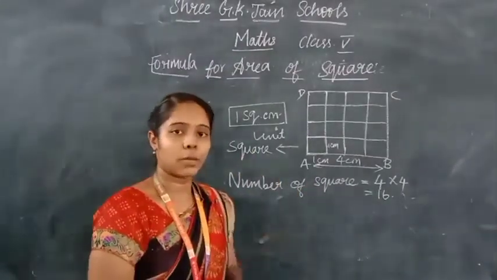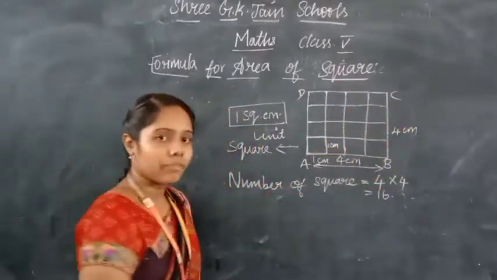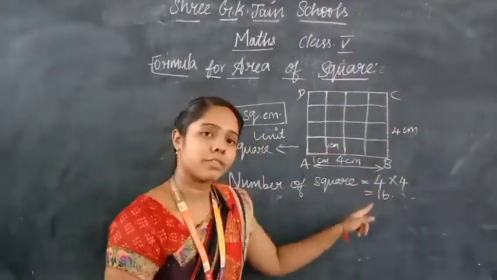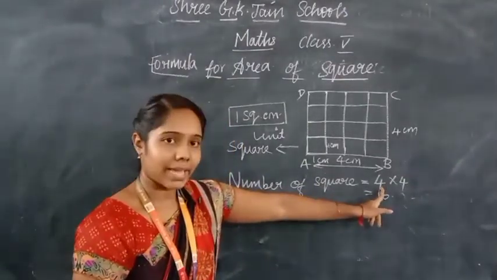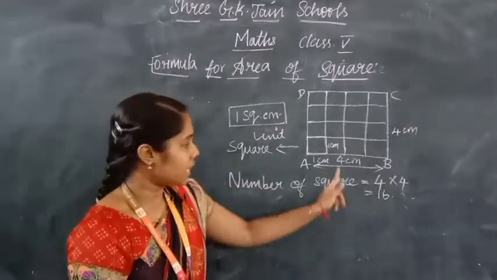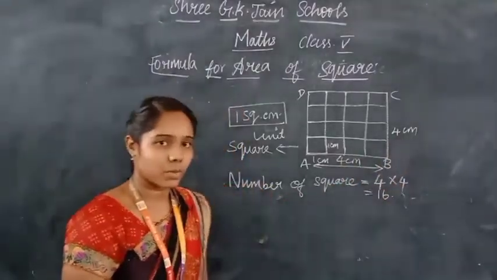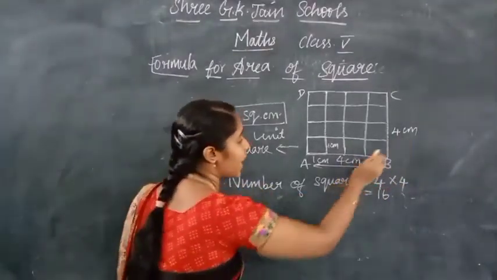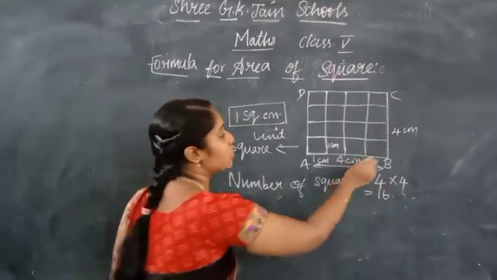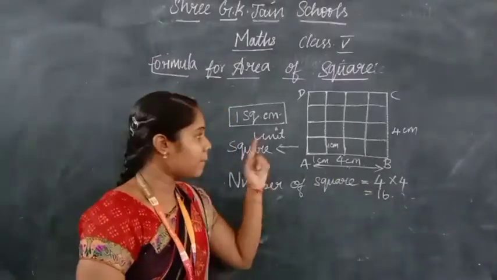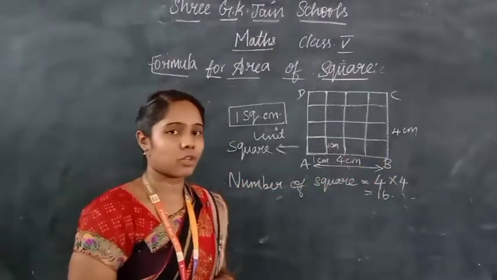In a square, you know the property. If one side is 4 centimeter, all the other sides will be 4 centimeter. And if you see the number of squares formed, we have 16 here. We can say that 16 is the product of 2 sides of the square, right children? If I multiply 2 sides of a square, I will get the product 16. 4 fours are 16, right children? The number of squares formed is equal to the product of the 2 sides of the square.